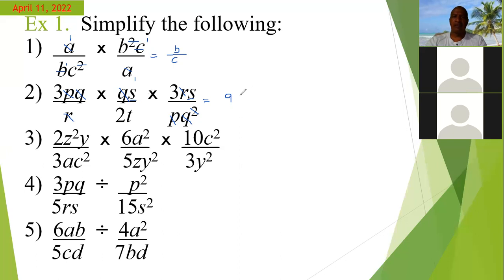S times S gives you what? S squared. It's to the second. Yes, sir. Right, you have to be careful. In the denominator, what do we have? We have 2t. All right, so we only have 2t, so it's 9s squared over 2t. All right, is that it? All right, everybody get that one? Raise your hand if you got that one, guys.